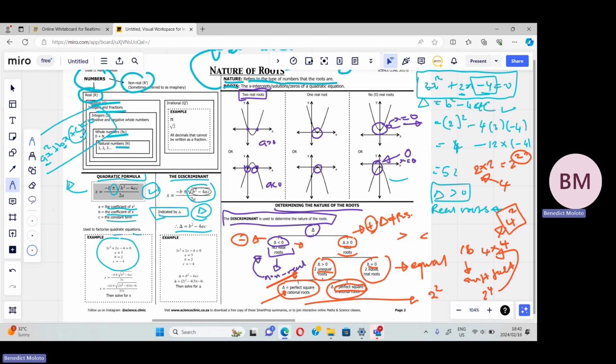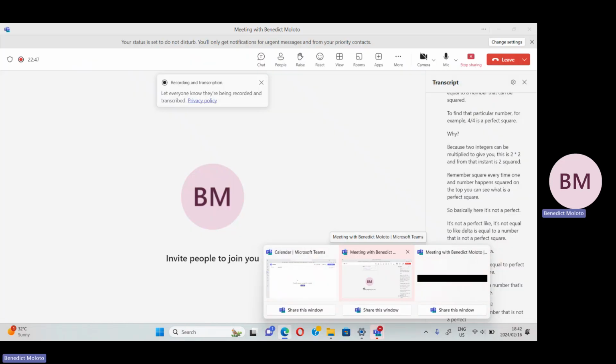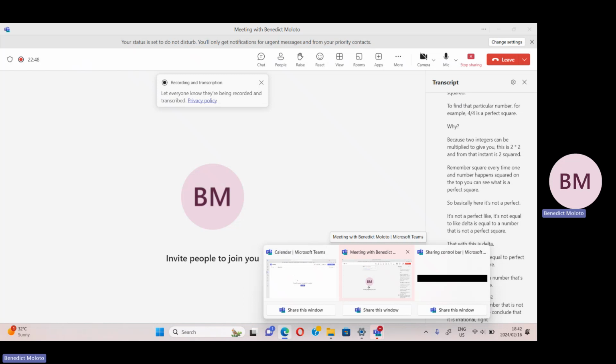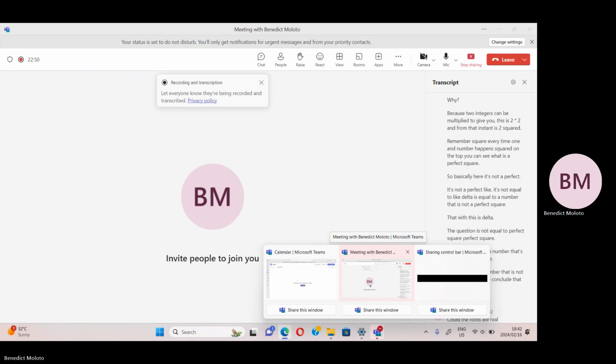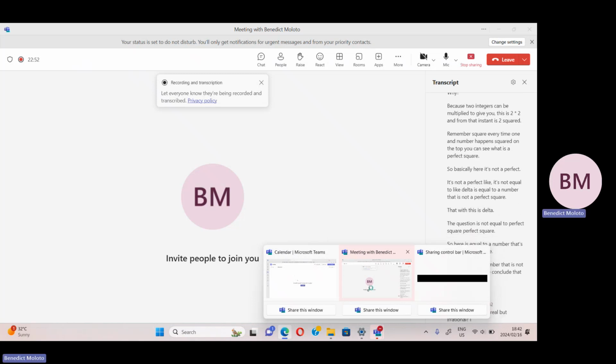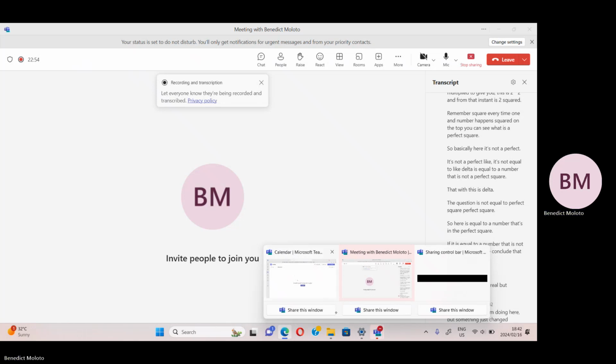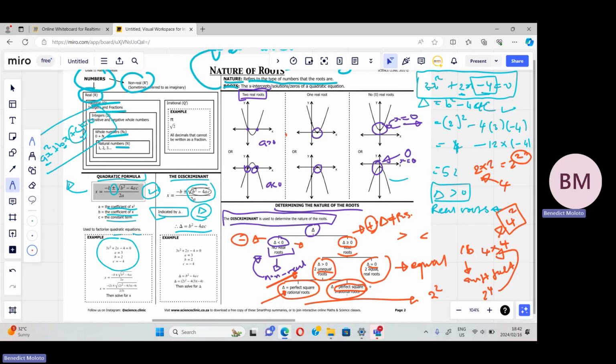If it is equal to a number that is not a perfect square, we conclude that the roots are irrational. The roots are real, but irrational. If delta is equal to a perfect square, you can tell me that the roots are rational. The roots are real and rational.